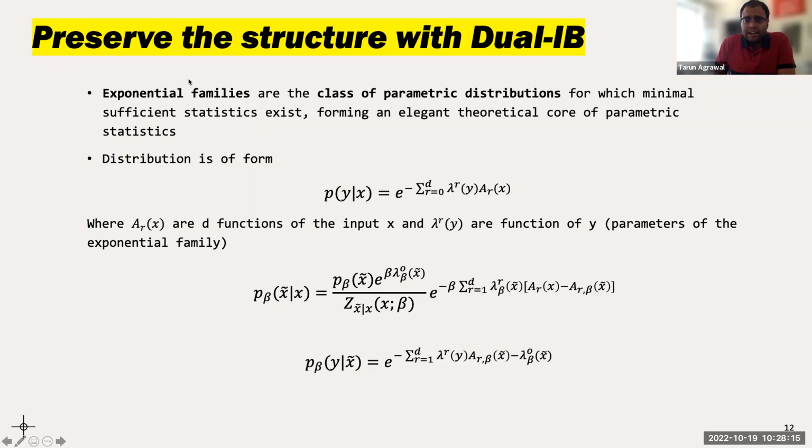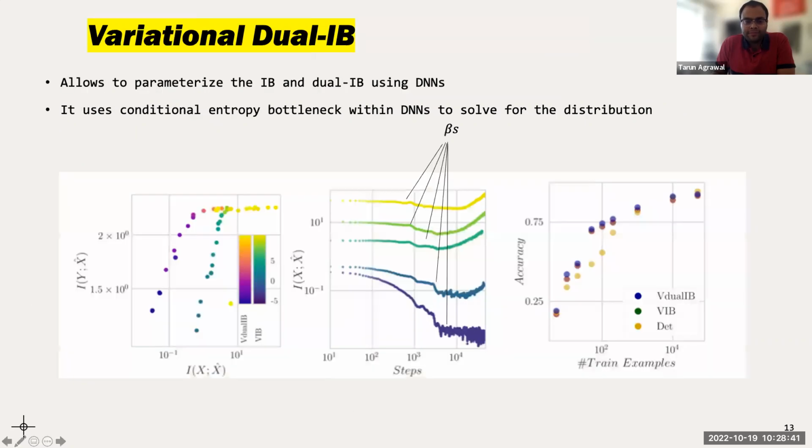Going ahead, we can also preserve the structure of the dual information bottleneck using the exponential family, a class of parametric distributions. We can define this probability distribution in terms of exponential families and get all the analytical parameters of the input data that we have. I'm not going into details with this; it's in the paper. The next thing they did is the variational dual information bottleneck.